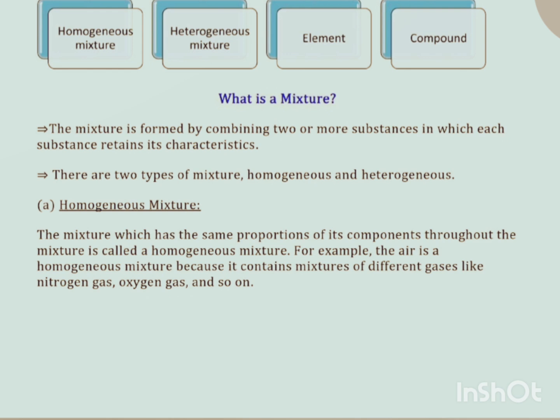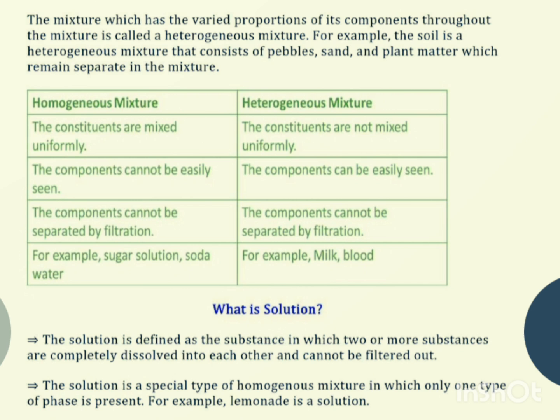The next one is the heterogeneous mixture. What is a heterogeneous mixture? The mixture which has varied proportions of its components throughout the mixture is called a heterogeneous mixture. They will not be in equal proportion. One may be 70%, another 30%, another 10%, and so on, in any proportion. It is not exactly 50-50. For example, soil is a heterogeneous mixture because it contains pebbles, sand, and plant matter, which remain separate in the mixture. So it is not in equal proportions; it is in varied proportions.